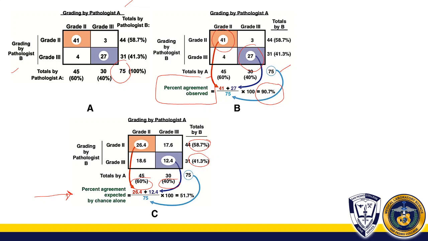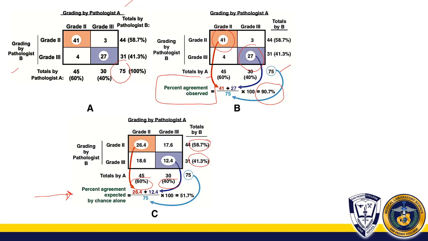Kay kumbaga, murag gusto man gud nato tan-awon diri, how much agreement would have been expected solely on the basis of chance. So, we would expect that pathologist A would read grade 2, both 60% of the slides that pathologist B had. In the same way, na about 40% pod ang mabasa ni pathologist A sa grade 3 na naa didto pod sa gigradean og grade 3 ni pathologist B. So muna na, when you try to compute, ingani yung buhaton.